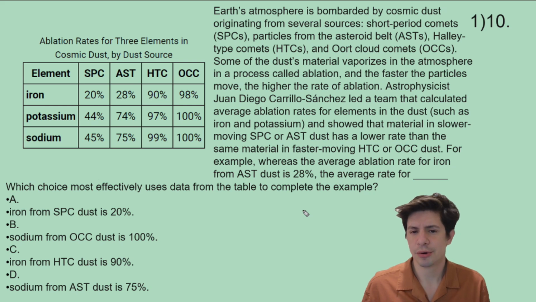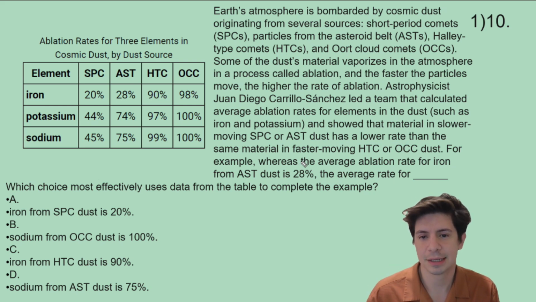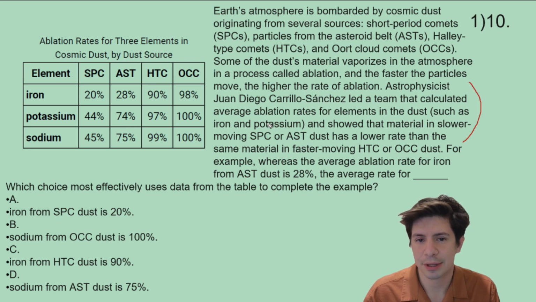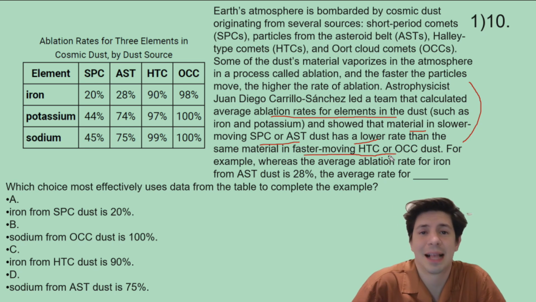Okay, so we want to know how to complete the example, so we want to be supporting what they're saying here, right? So they're making an example here, for example. And this example is going to be supporting the part that came before, right? So this part here: calculated average ablation rates for elements in the dust, such as iron and potassium, and showed that material in slower moving SPC or AST dust has a lower rate than the same material in faster moving HTC dust or OCC dust.